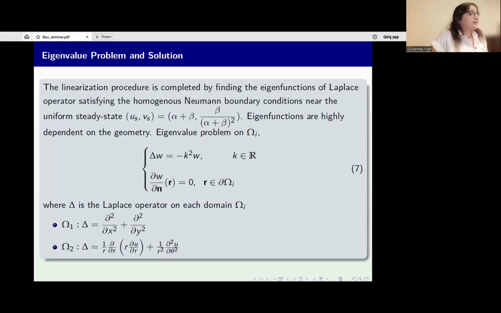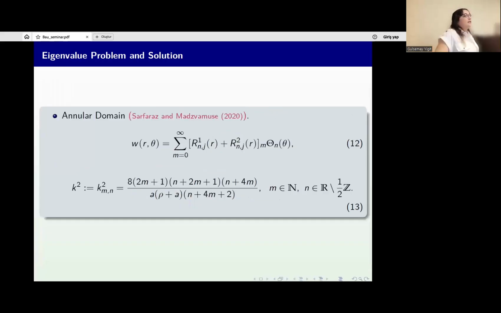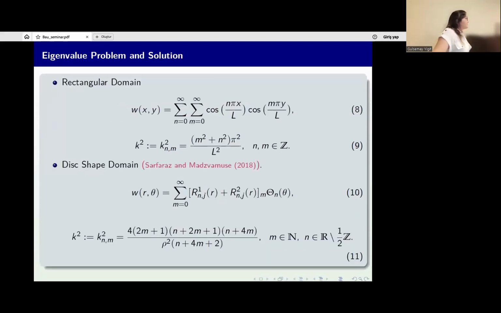And the second part of the linear stability analysis is to work on the eigenvalue problem. Because the eigenvalue problem is finally going to give us the relationship between the geometry, between the size actually. So on each geometry we have this eigenvalue problem under Neumann boundary conditions. Okay, so we approach the solution of this eigenvalue problem for the rectangular region, for disc-shaped region, and for annular region. As you know, for the disc-shaped domain and annular domain, some harmonic analysis is needed. I'll skip those analyses, but I can refer you to these papers.